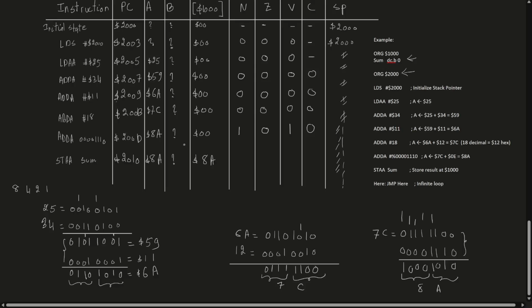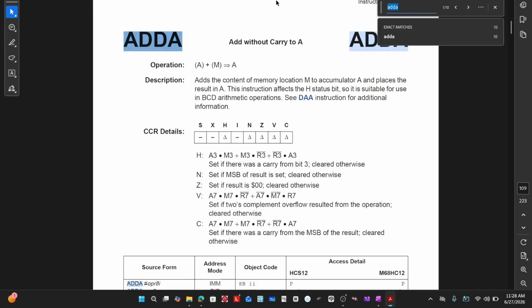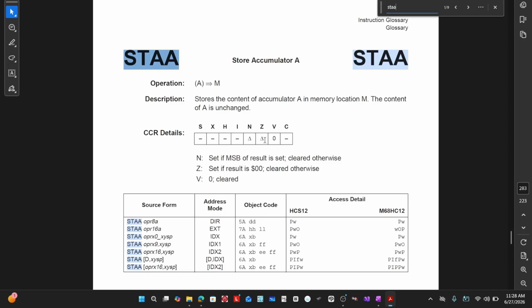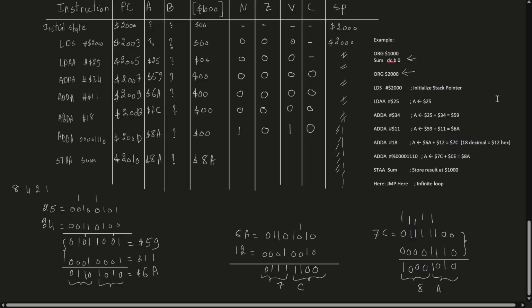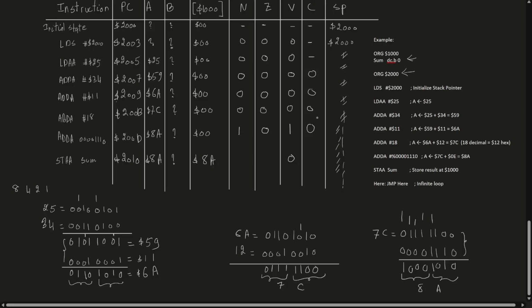And then now let's see the flags. So from STAA, let's go to our instruction glossary and see what flags get affected. So STAA, we have the negative and the 0 flags get affected. So let's go back. The V flag will be reset to 0 or cleared, and the C will be unchanged. So let's start with V. Since this will be cleared, it will be 0. The C flag will be unchanged, so it was 0, it will remain 0.